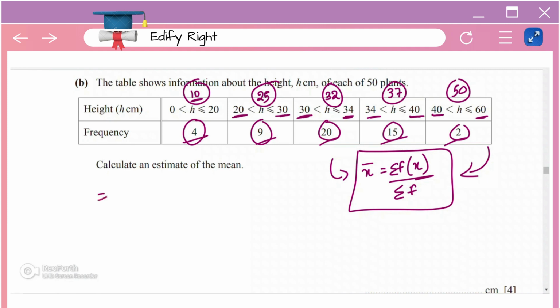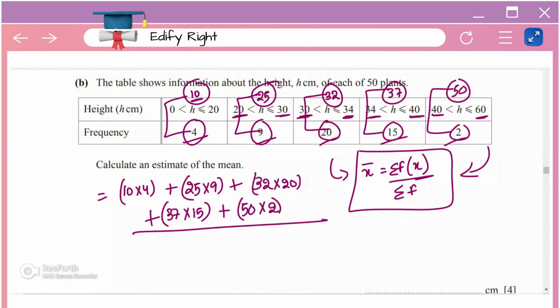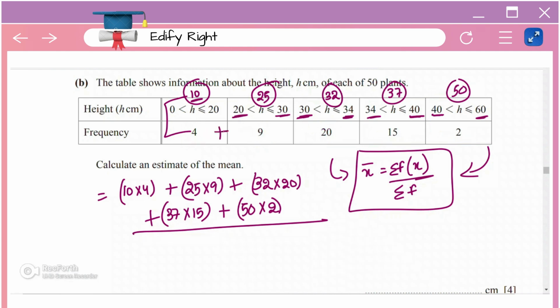So let's do that. You have 10 into 4 plus 25 into 9 plus 32 into 20 plus 37 into 15 plus 50 into 2. So that's my numerator, divided by summation of frequencies. So what's the summation of frequencies over here? That is 4 plus 9 plus 20 plus 15 plus 2.